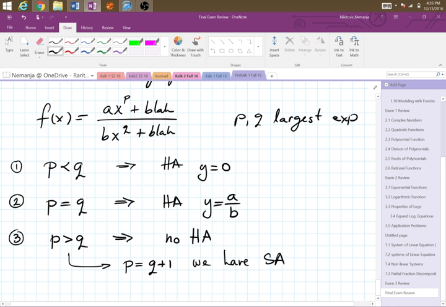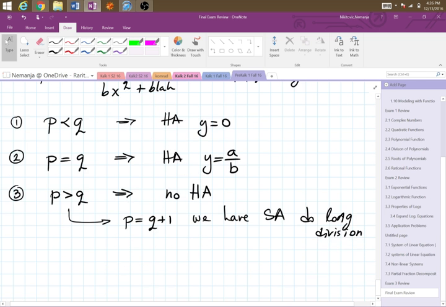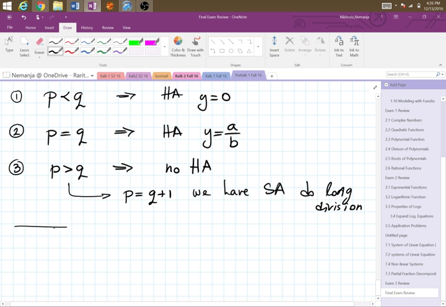Because a slant asymptote is y equals mx plus b. When you do the division of polynomials, the degrees have to be off by 1. Otherwise, when you divide, you will get x squared, x cubed, and those are not straight lines. And then you do the long division. So that's that piece.